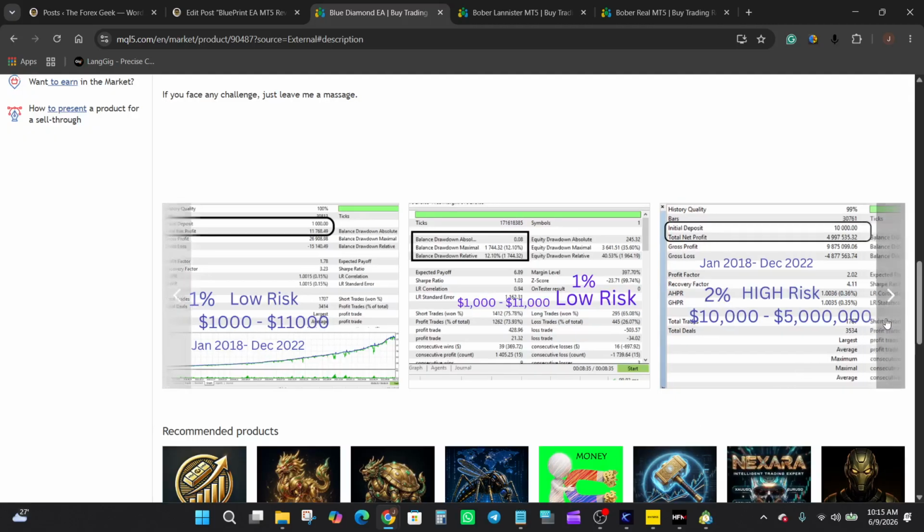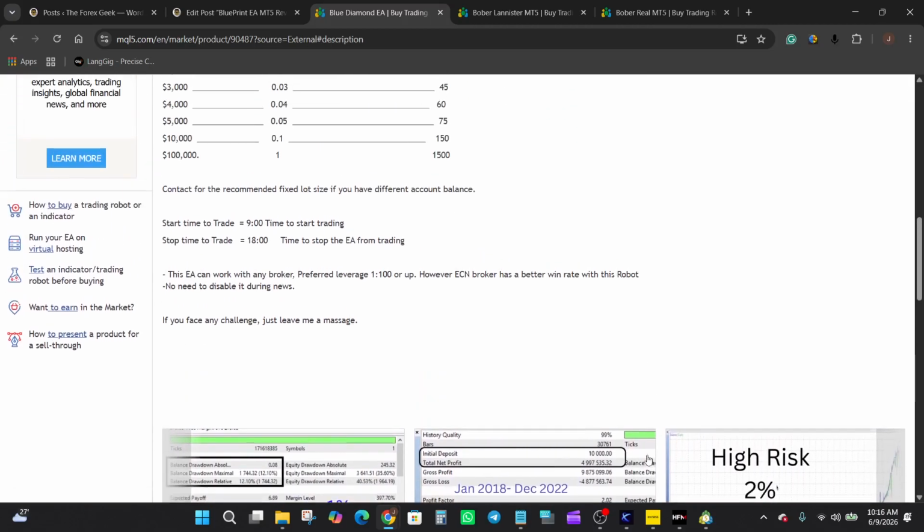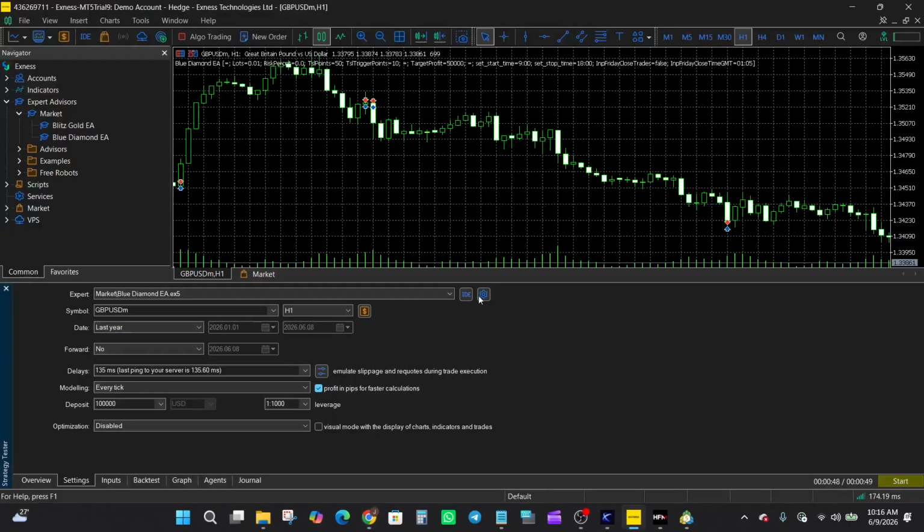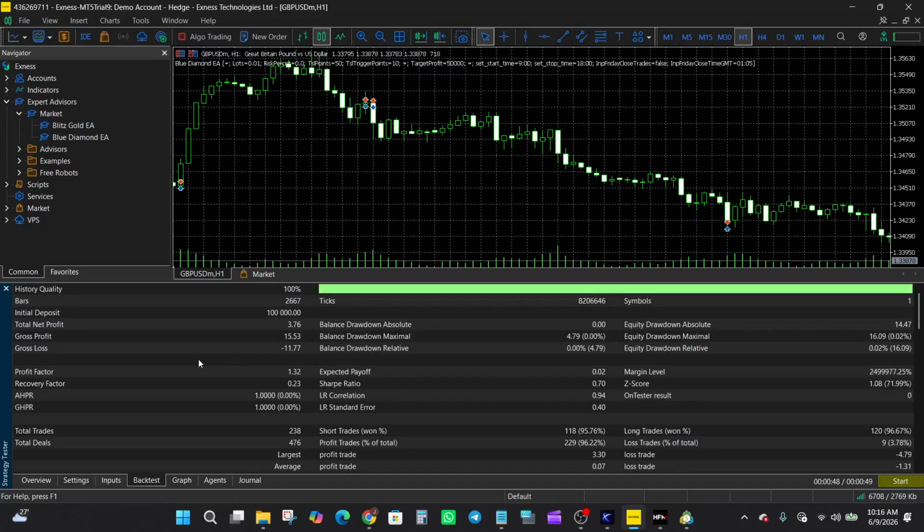Okay. Now let's head over to our strategy tester so that we can also see how the EA performed over the period of our testing. So we tested the Blue Diamond EA on GBPUSD on the H1 time frame, and we covered the past 5 months from the beginning of this year till date. For the delays, we used the last ping to the server, every tick modeling, of course. Now let's quickly look at the results. From an initial deposit of $100,000, the total net profit was just $3.76.